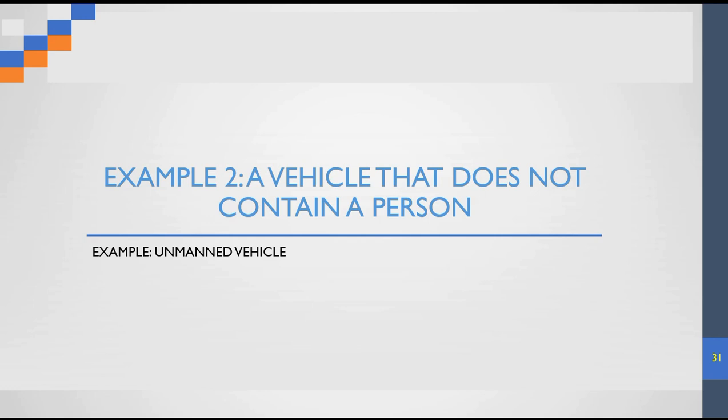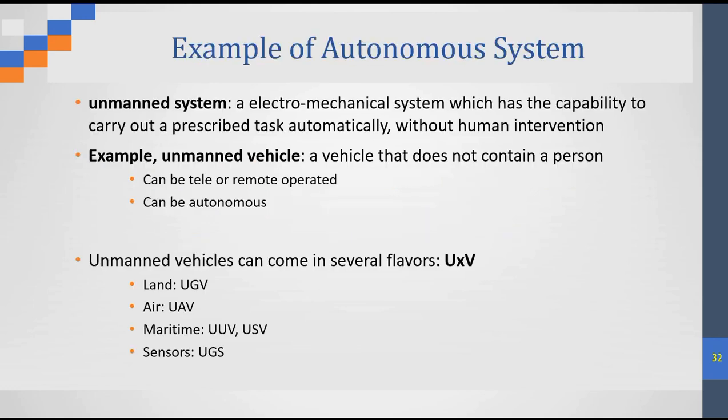Unmanned vehicles. Here we have many kinds of these vehicles. If you see here, we have unmanned vehicles. The name comes from this U, unmanned, and then vehicles. We have X, which is based on the function of these vehicles.